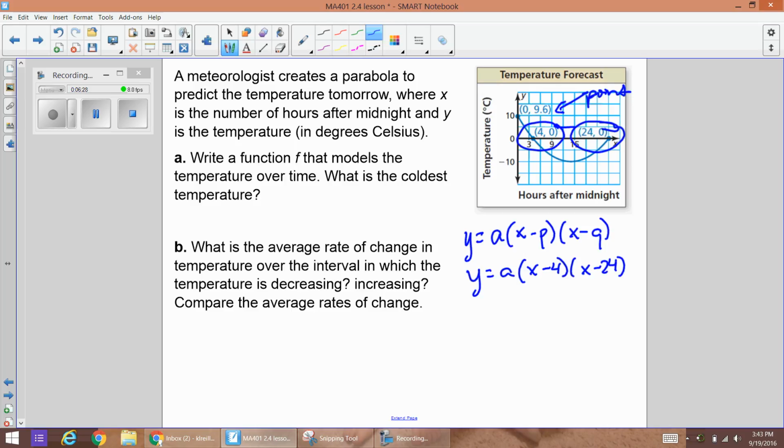Now we plug our point in. So that's 9.6 equals a. X is 0. Ooh, that's nice. And x again is 0. And now I'm going to just plug that straight in my calculator because I don't think my mind is going to tell me 4 times 24 very quick. Okay, so I've got 9.6 equals a. Negative 4 times negative 24 was 96. And now I divide, so 9.6 divided by 96. And I get that a is equal to 0.1.